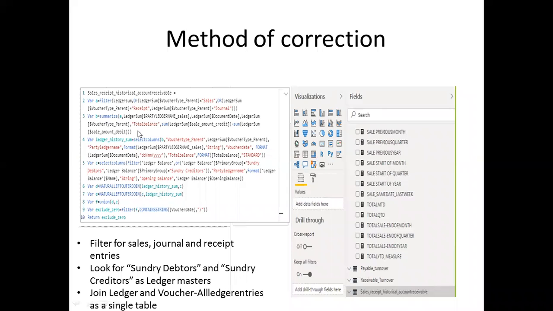Taking this one and this one, we have done a natural left outer join twice so that you get a full outer join. Then we have done a union of these two and excluded the duplicates. So we have actually combined the snapshot with the cumulative.